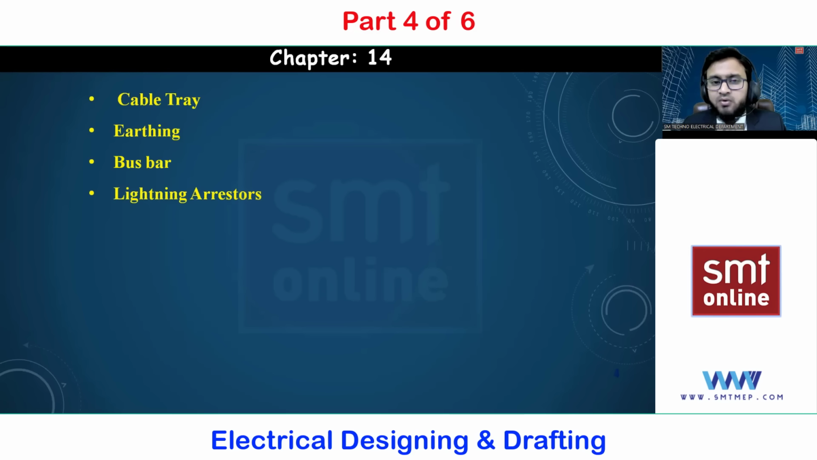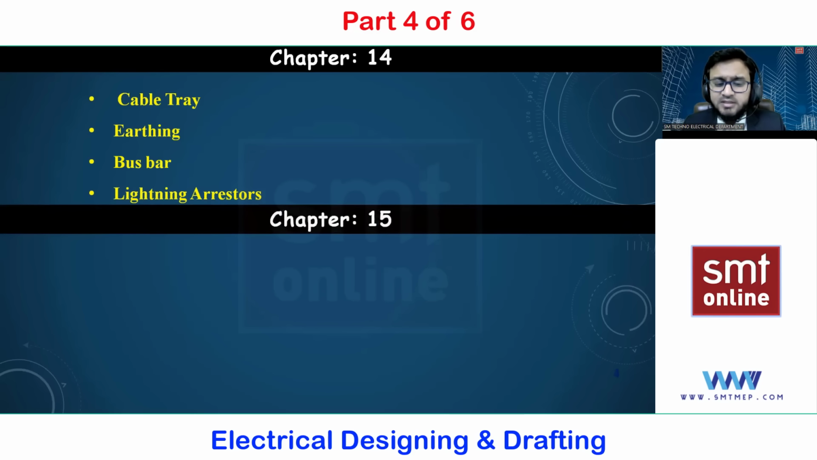So all the four topics we are going to cover in chapter 14. In chapter 15, we are going to cover the CCTV system and the public address system. As you can see, nowadays almost every project has a requirement for CCTV from the security and surveillance point of view. So in this topic, we are going to understand some basics of CCTV, the different cameras we have, and the difference between NVR, DVR, etc.